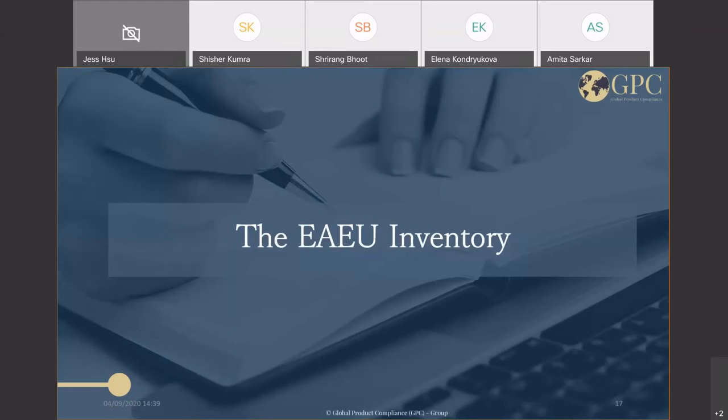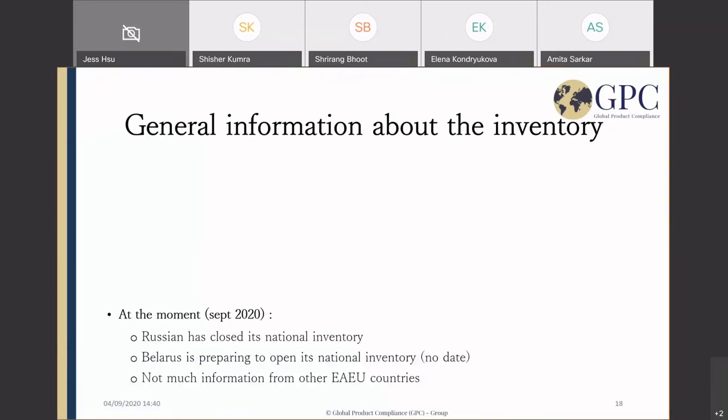The other countries, by the way, have no identified authority, which is why they're not mentioned. And looking at the EAE inventory, to clarify that, there are 2 steps.